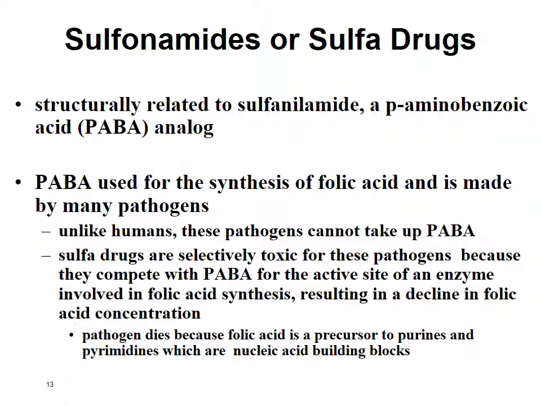Now, sulfonamides are selectively toxic for many pathogens because these bacteria manufacture their own folic acid. They can't effectively take up this cofactor. Whereas humans don't synthesize folic acid, we have to obtain it in our diet. So sulfonamides have an effect on the bacteria, but not on the humans. So sulfonamides have a high therapeutic index.